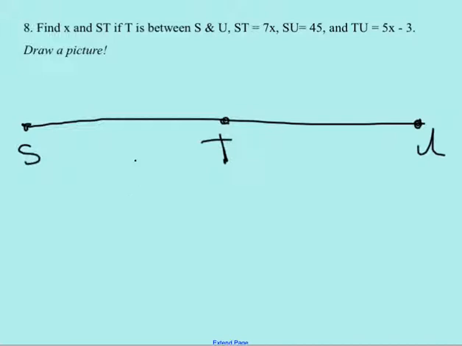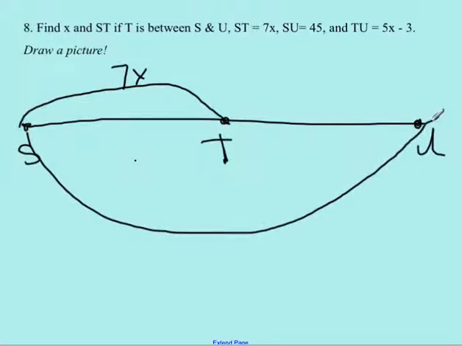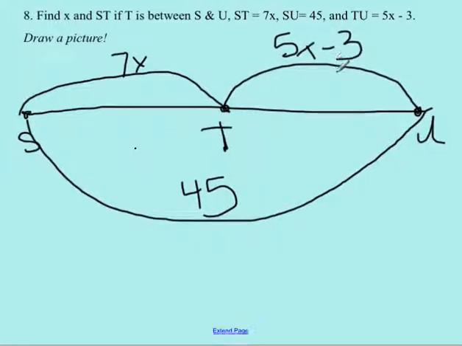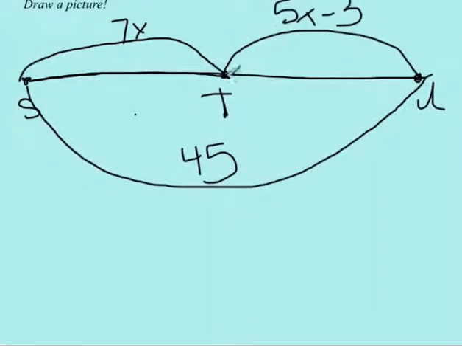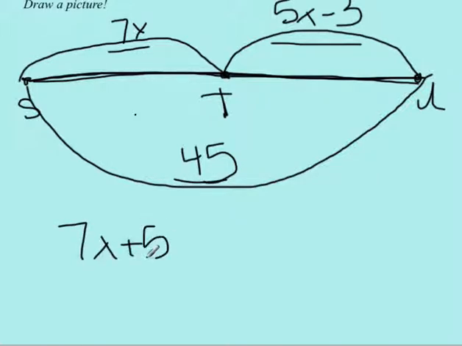Okay, so let's go ahead. And so we know that ST, this length right here, is going to be 7X. Then we know that SU, so the length of this whole entire thing, is going to be 45. And then we know that the length of TU is going to be 5X minus 3. So what we want to do right now is we know that between ST and TU, we can make all of SU. So that means that this plus this has to be equal to that. So we have 7X plus 5X minus 3 is equal to 45.